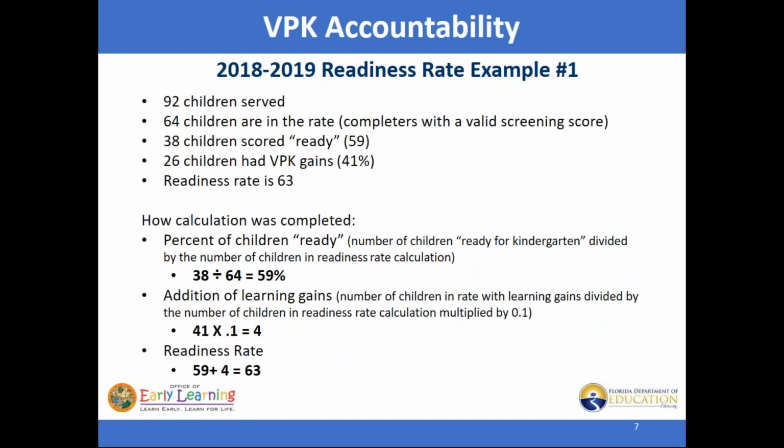So we'll move to this sheet. From the report before, 92 children served, 64 children in the readiness rate, 38 of the children scored ready, 26 children had learning gains. So we end up with the 38 children that were scored ready divided by 64, so that's 59%. To find the learning gains, we had 41% of the kids made learning gains times 0.1 is 4. So we're going to add the total percent ready and the points from the learning gains together. So in this case, this provider had kindergarten screening results where 59% of the kids were ready. We added 4 points for learning gains, and their total readiness rate for this provider is a 63.